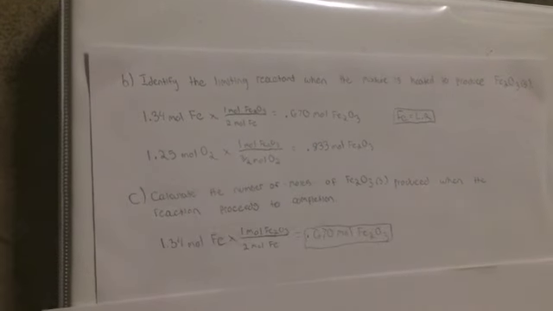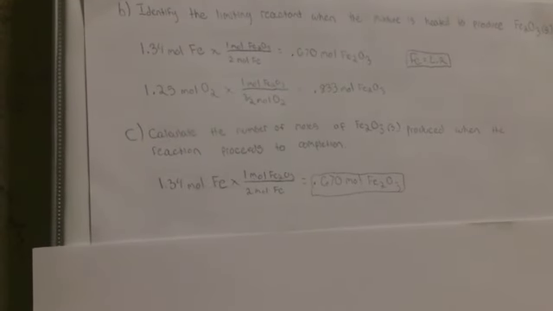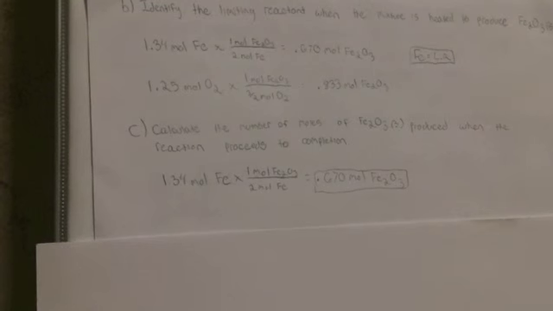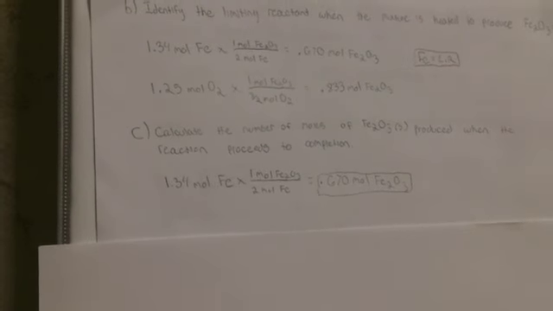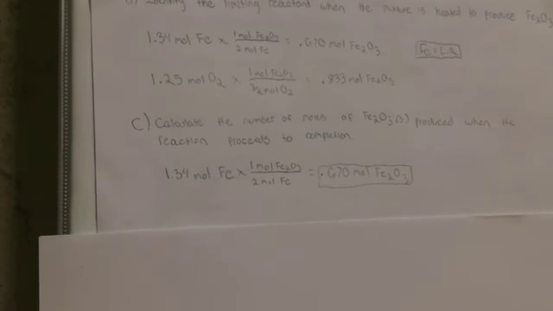For C, we have to calculate the number of moles of Fe2O3 produced when the reaction proceeds to completion. It's pretty much the same thing as our calculation above for iron. We take the moles of iron, which is 1.34, and we do the molar ratio. For every 2 moles of iron, there's 1 mole of Fe2O3, and we get 0.670 moles of Fe2O3, which means that when the reaction is complete, there's 0.670 moles of Fe2O3.